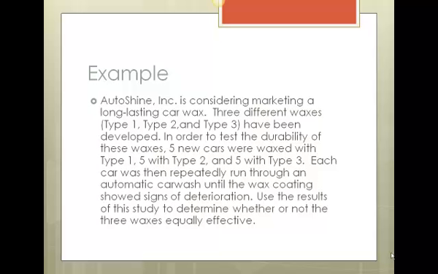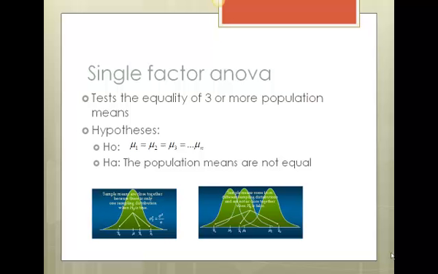So our factor here is the effectiveness of the wax, and the treatments are the 3 different wax types. So we're investigating whether the effectiveness of the wax is different based on the different types of waxes that we have. This is a single factor ANOVA. So we're testing the equality of 3 or more population means.